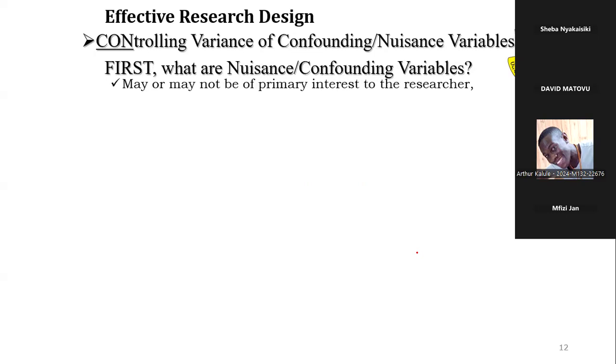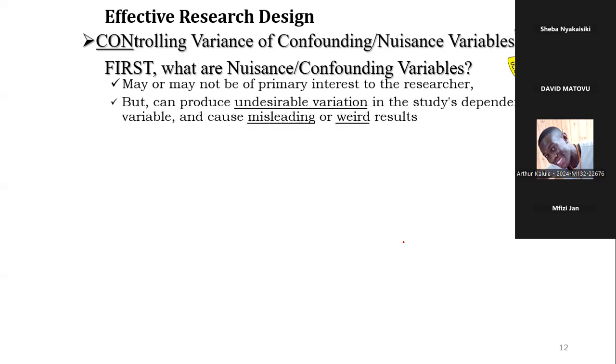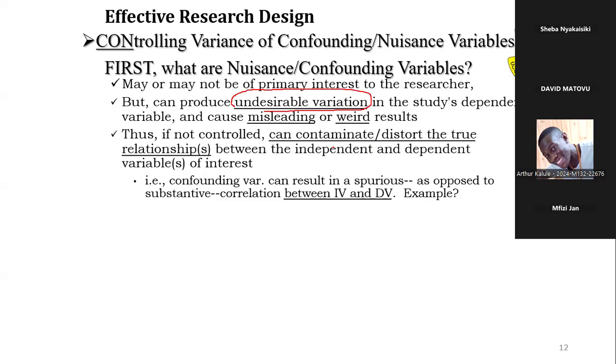How do we control the confounding variables? These may or may not be the primary interest of a researcher, but they will interfere. They will produce undesirable variation, or they mislead, they may bring weird results. So these must be controlled.